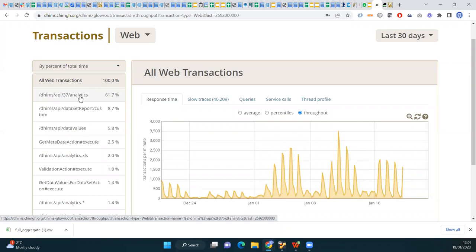So it's useful to see requests ordered like this, because if you were trying to do a general improvement, you would start here and say, well, analytics obviously is using quite a lot of CPU. Anything we can do to improve that, we should. Followed by this custom data set report. The custom data set report is much less than analytics, but it would be the next target to look at. So as you can see, Glowroot gives you a lot of information just looking at this front page.